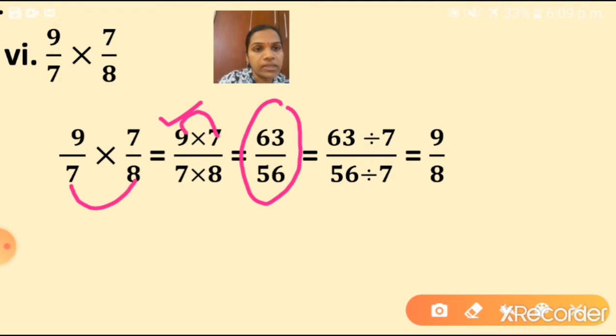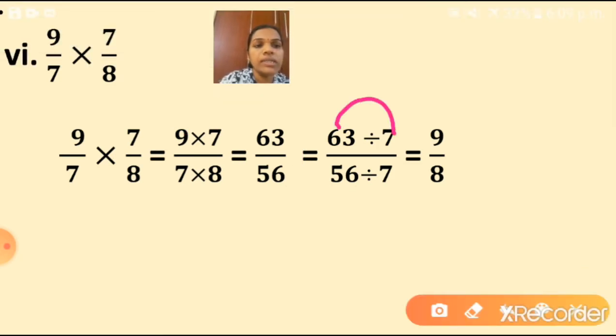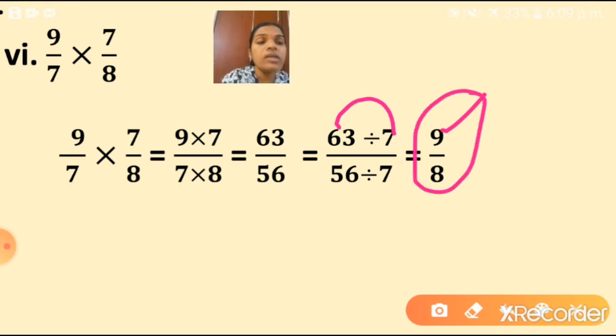63 and 56. So children, these two numbers come in the 7th table, so we can simplify here with the help of the 7th table. 63 divided by 7 and 56 divided by 7: 63 divided by 7 is 9, upon 56 divided by 7, that is 8. So your answer is 9 upon 8. Understood, children? Yes, shall I go to next?